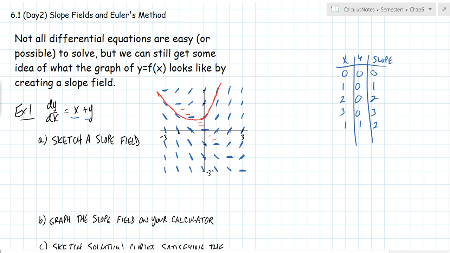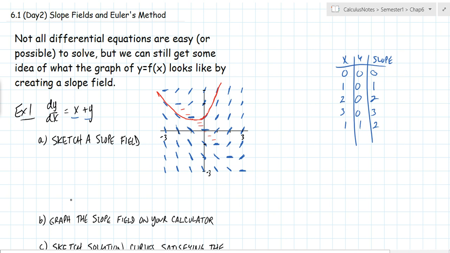We might also have a part of a graph that goes down through this negative section. It depends on the information that's given. And so this is the sketch of our slope field that we've generated by hand.